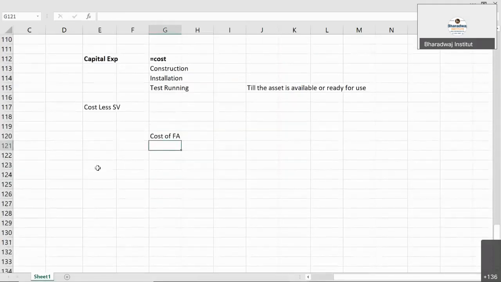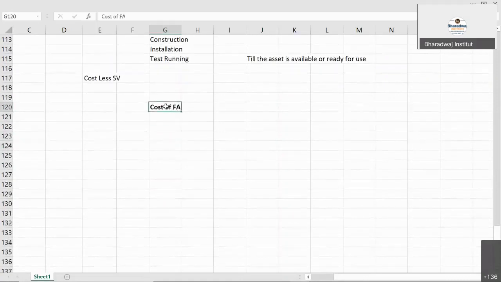Shall we do a problem based on this? Finding out cost of fixed asset. This problem will give you a wholesome idea for all your doubts. Shall we? Yes, sir. Please take it up. Okay, take up this problem.